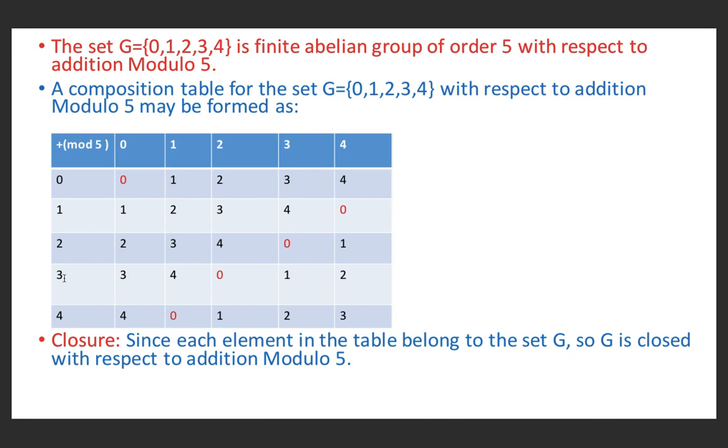To find the inverse of 3, we have 0 in the third column, and the element above 0 in the third column is 2 in the top border row. So the inverse of 3 is 2. To find the inverse of 4, we have the identity element in the second column, and the element above the second column in the top border row is 1. So the inverse of 4 is 1.